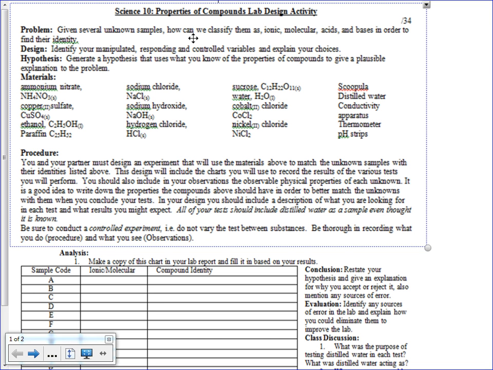11 unknown compounds. They're just going to be in little glass beakers labeled A through J. A through K, sorry. And you're going to have to run some tests on them and figure out what they are from a list of possible identities. By the end of the lab, what you're going to have to be able to tell me is A is sodium chloride and B is copper sulfate, or whatever they happen to be. That's what you're going to have to be able to do by the end of the lab. So the stuff you went over on Thursday is going to be really important.